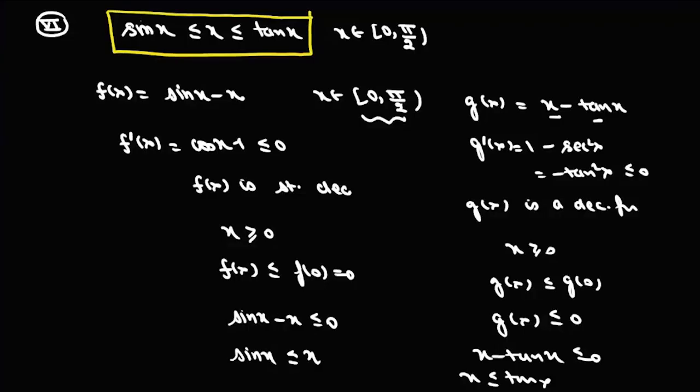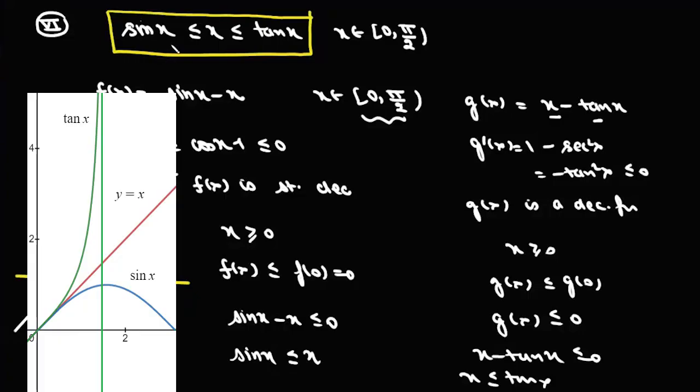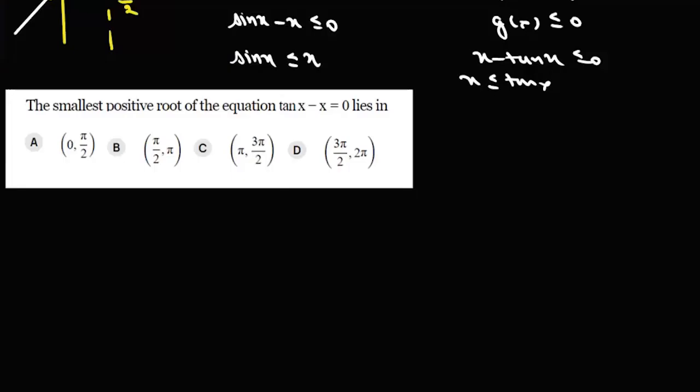Now, one of the uses of this inequality is when we're going to plot the graph of sin x, x and tan x in 0 to pi by 2. Suppose y is equal to x is this line. Now sin x will be less than x, so it will be drawn below this graph, and since tan x is greater than x, the graph of tan x will lie above this y equals x line.